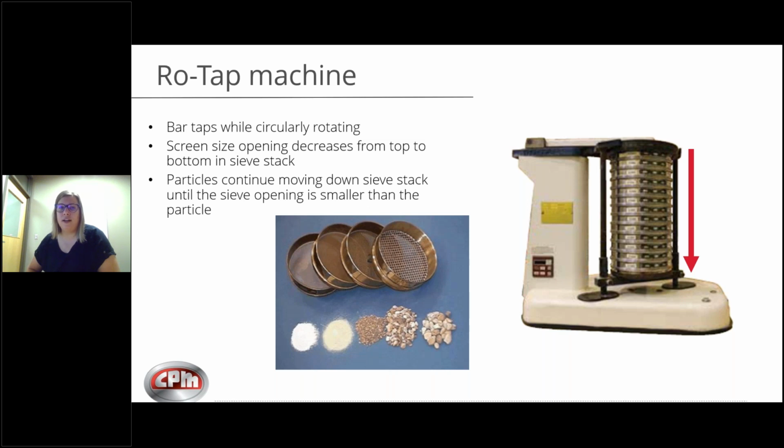And so that screen size opening decreases from the top to the bottom. So that means that the sample that we placed on the top of the sieve stack, the larger particles will stay towards the top, and then the finer particles will continue moving throughout the sieve stack until that opening is smaller than the individual particle. And so the picture on the left, you can see that we have some rocks that were analyzed, and you can see the amount of sample and the size of that sample that was on each sieve.